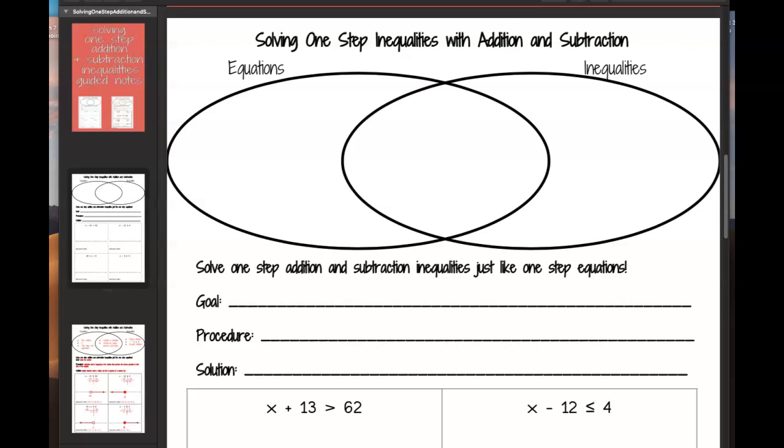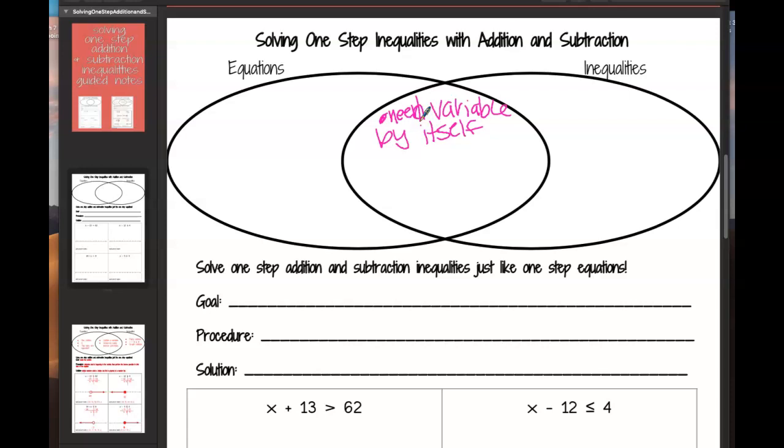When you're solving one-step inequalities, one thing that is the same is that you're always trying to get the variable by itself. So: need variable by itself.